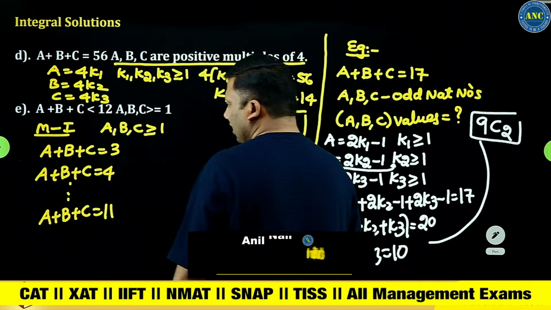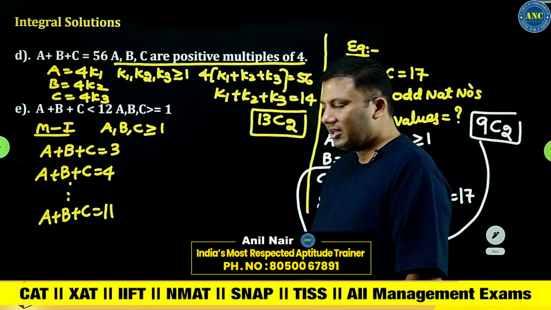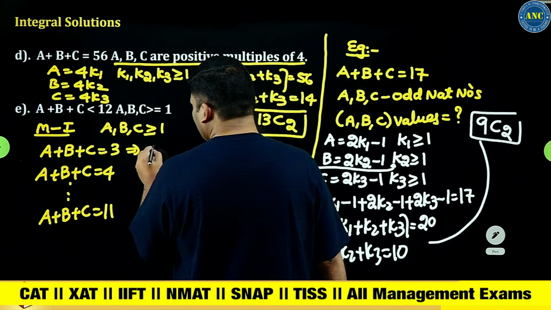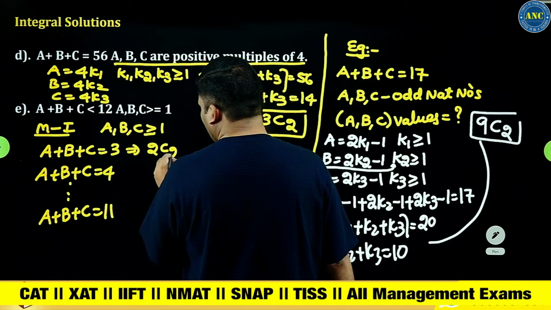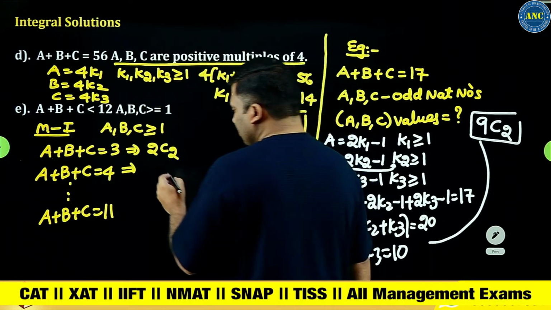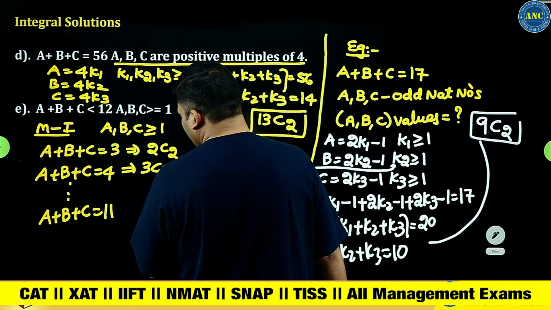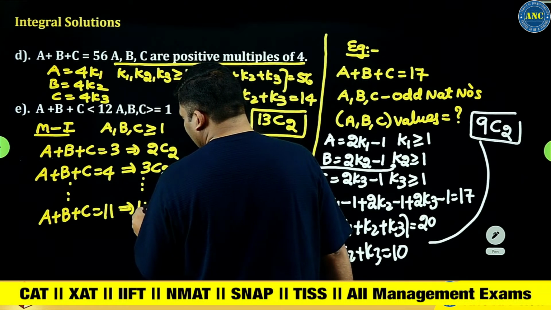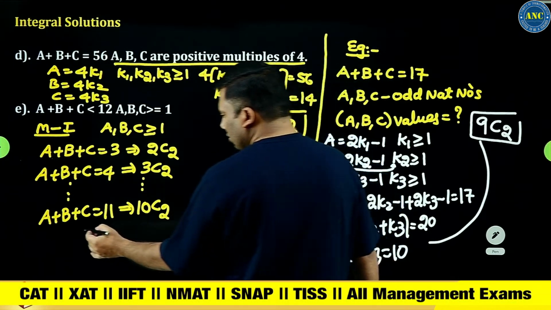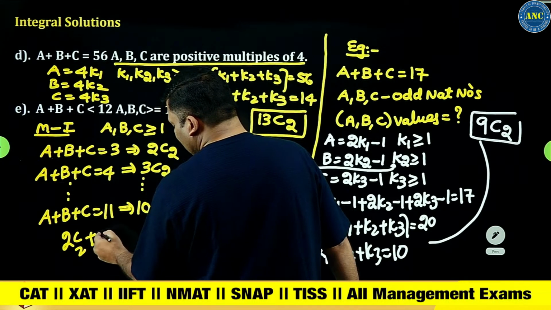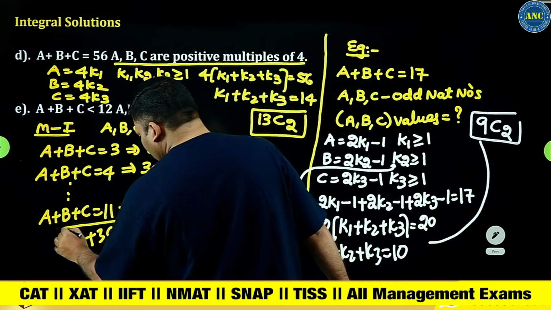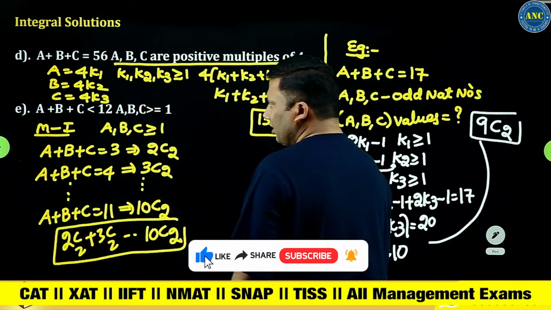A, B, C are greater than or equal to 1. 3 balls means 2 gaps: 3 variables, 2 cuts, 2C2. 4 balls means 3 gaps, so 3C2. 11 balls means 10 gaps, so 10C2. So the answer for this question is 2C2 plus 3C2 and so on up to 10C2.